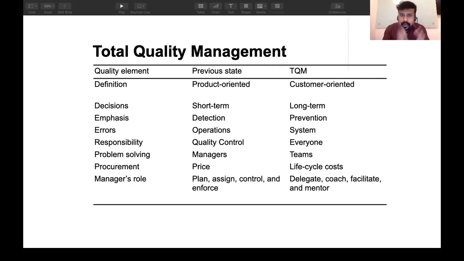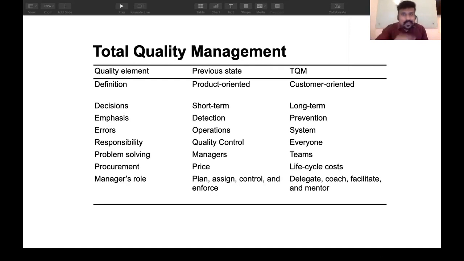Now, long-term and short-term decisions. Generally, we are oriented towards short-term decisions and corrective actions. If something happens as a defect or an error, you tend to correct it and then deliver the product. But in the TQM culture, with long-term decisions, we don't want to get that error again and again.